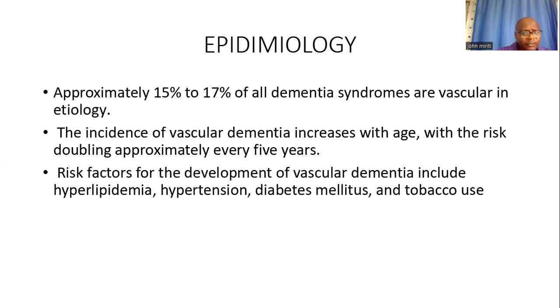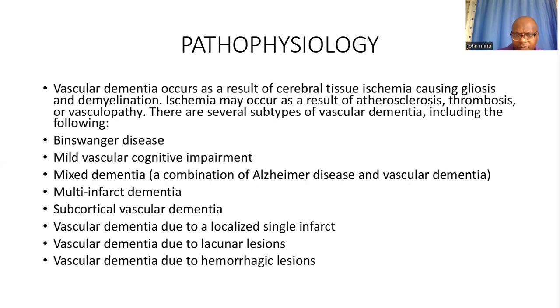Epidemiologically, 15% to 17% of all dementia syndromes are vascular in etiology, so it is a big number in the population. The incidence of vascular dementia increases with age, with the risk approximately doubling every 5 years. Risk factors for developing vascular dementia include hyperlipidemia, hypertension, diabetes mellitus, or a history of tobacco use. The pathophysiology is that it occurs as a result of cerebral tissue ischemia, causing gliosis and demyelination of the cells. Ischemia may occur as a result of atherosclerosis in the blood vessels of the brain, or emboli, or even vasculopathy. This compromises the blood supply to that part of the brain, so there is no diffusion across the brain barrier.